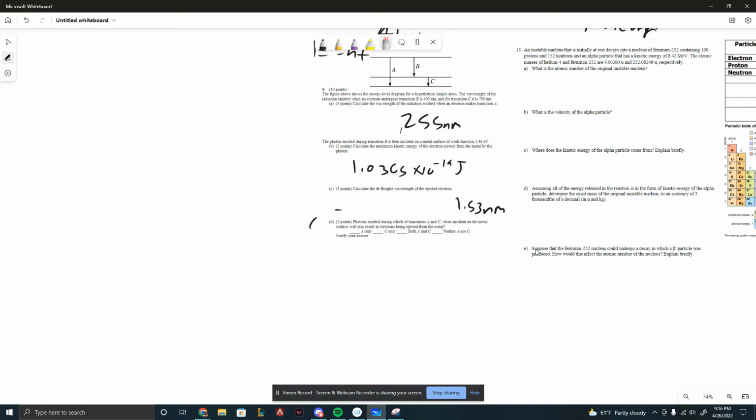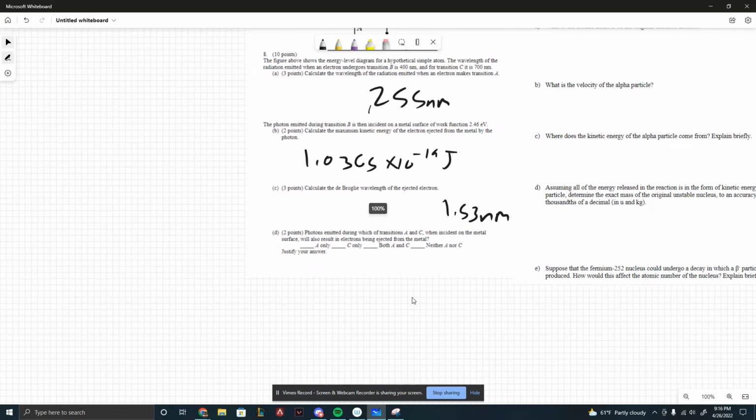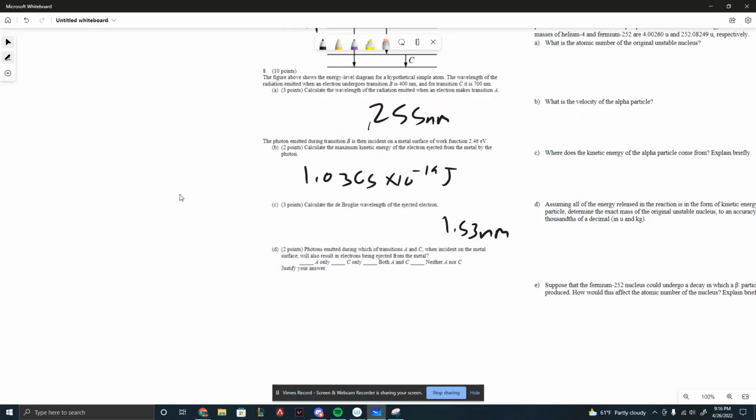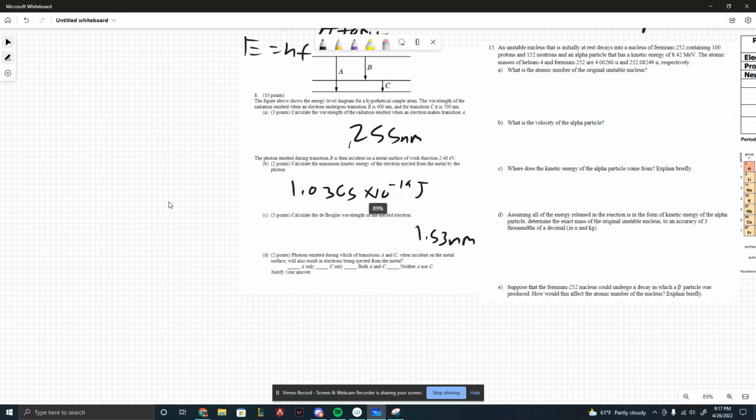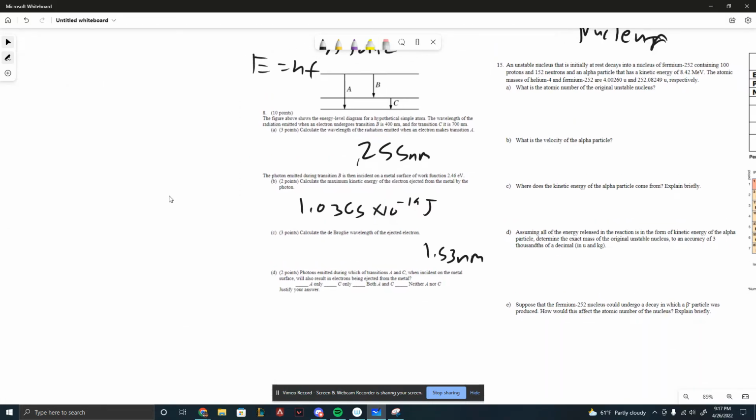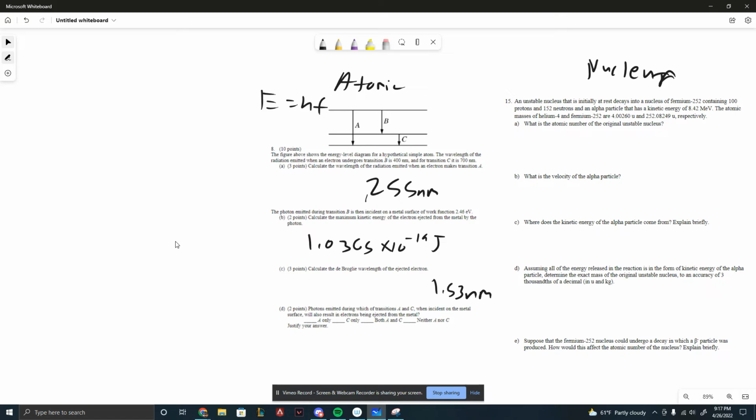Okay. So now those photons will be emitted. Photons emitted during which transitions, A and C, when incident on the metal surface, will also result in electrons being ejected from the metal. One thing I can tell you is A will for sure do it. The reason we know is that A has a very high energy jump, and since transition B ejects photons with kinetic energy, that means transition A has to also, because transition A is a higher energy.